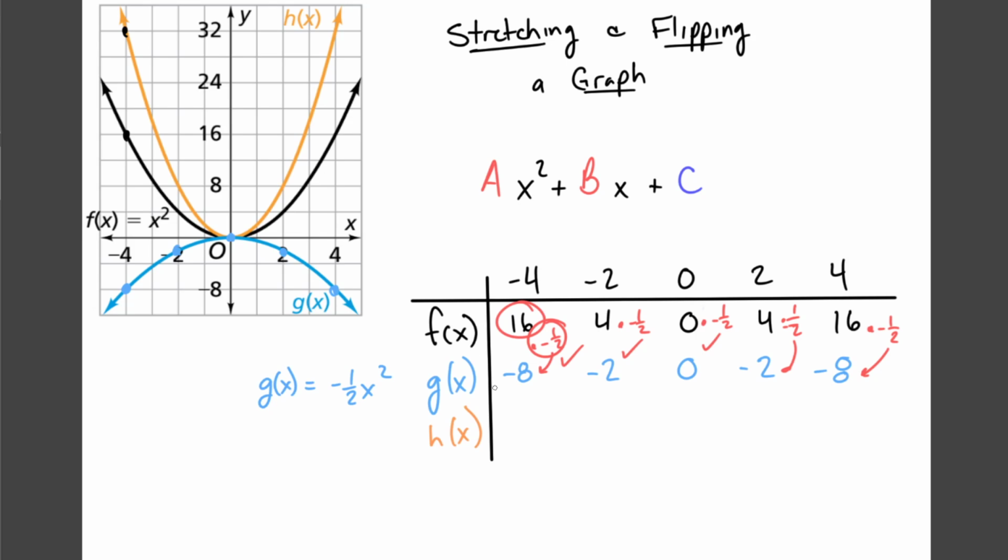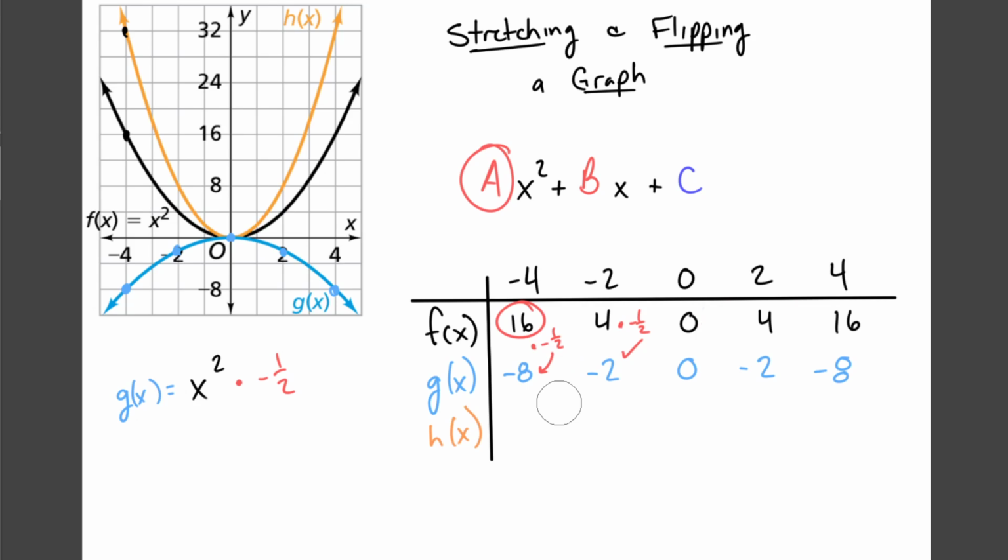Same pattern as beforehand. h of x is still basically taking what we did with, oops, I need to get rid of all that red stuff. Hold on. Rewind time. There we go. Perfect. And we know the answer to this is g of x is equal to -1/2 x squared.